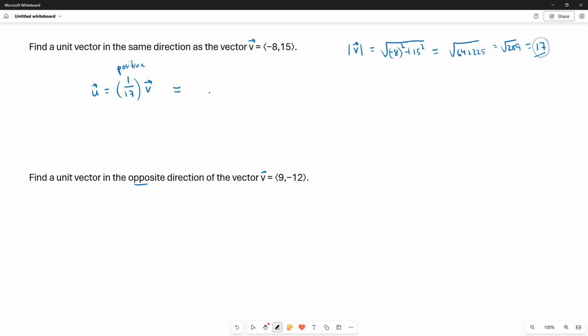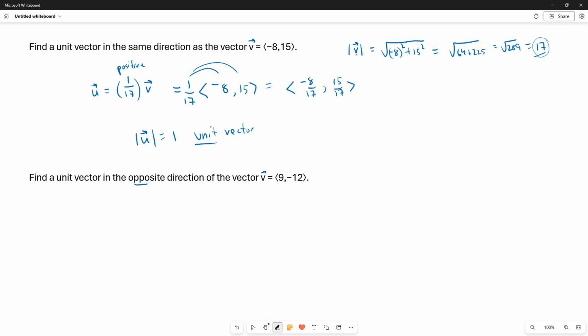So the vector in question is the vector, I can distribute the 1 over 17 across the vector, multiply each component by the scalar. So we have -8 over 17, 15 over 17. This one is now a unit vector, meaning that it has magnitude 1. The magnitude of a unit vector is 1. That's the definition of a unit vector.